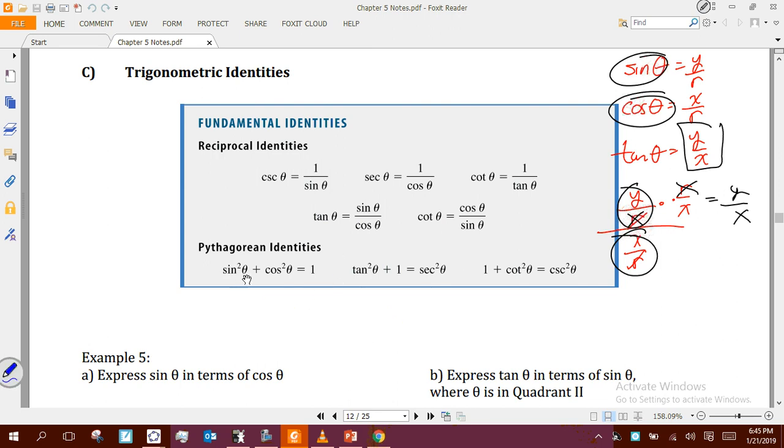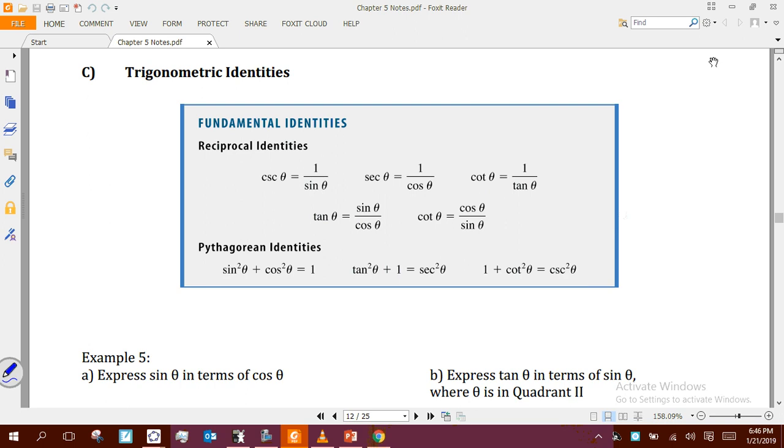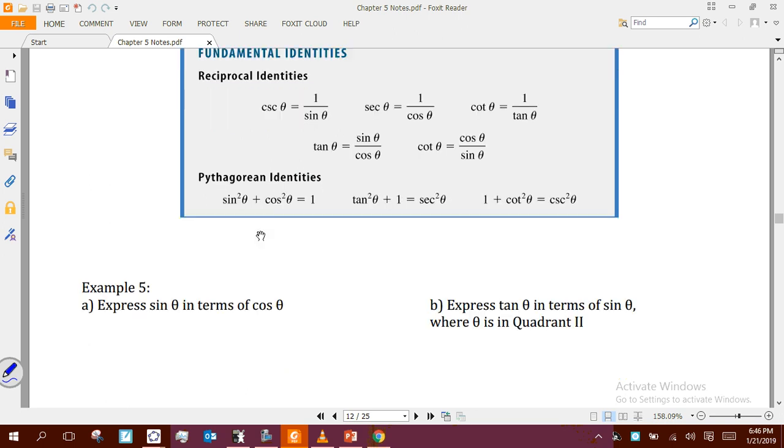These are what we'll call the Pythagorean identities. They're simply saying that if you take sine and square it, and add to it cosine squared, we should get 1. Sine squared plus cosine squared should equal 1. Tangent squared plus 1 equals secant squared, and 1 plus cotangent squared equals cosecant squared. Those are also additional identities.